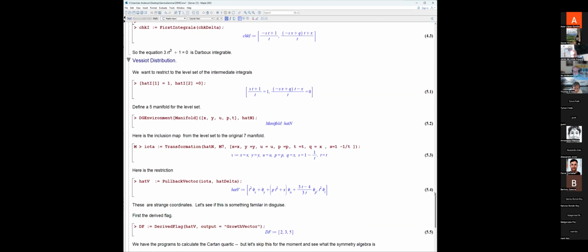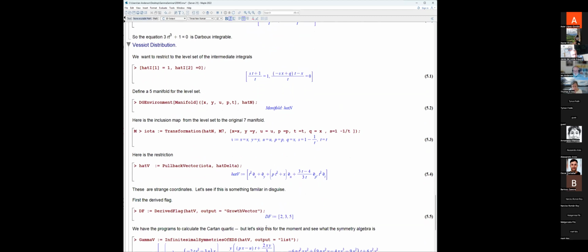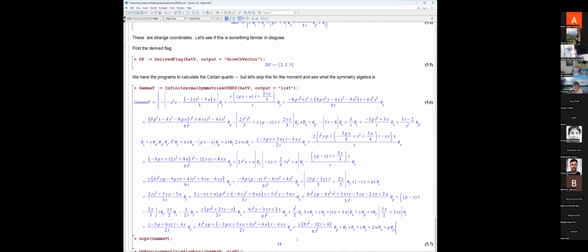Okay. Again, it has derived flag 2, 3, 5. There is software available for computing the growth vector, but let's just take this somewhat complicated looking differential system and calculate its symmetry algebra. Done very quickly. And again, the number of symmetries is 14. So, Nolan, you wouldn't see this anywhere in the literature, but this is some other very strange looking realization of the Hilbert-Cartan equation.